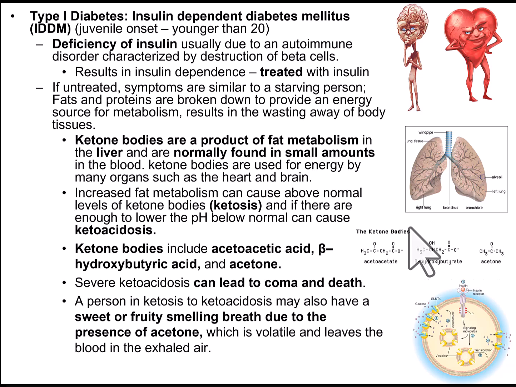It's just less frequent. Type 1 diabetes is characterized by deficiency of insulin, and this is usually due to an autoimmune disorder where you have the immune system destroying the beta cells that produce insulin. You want to make sure you star that most type 1 diabetes is due to an autoimmune disorder. This is going to result in insulin dependence because you have to treat the person with insulin because they don't make enough insulin. If untreated, the symptoms are similar to a starving person, in that if they can't get glucose into the cells, they're going to break down more fats and more proteins to provide an energy source for metabolism, and this is going to result in a wasting away of the body tissue.